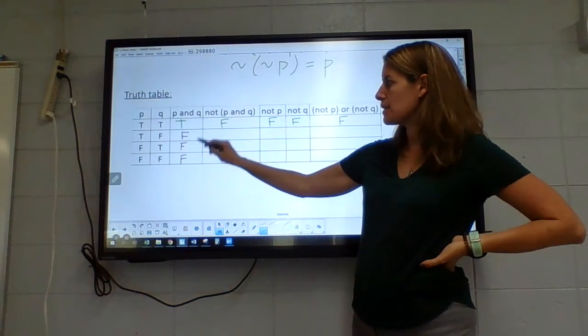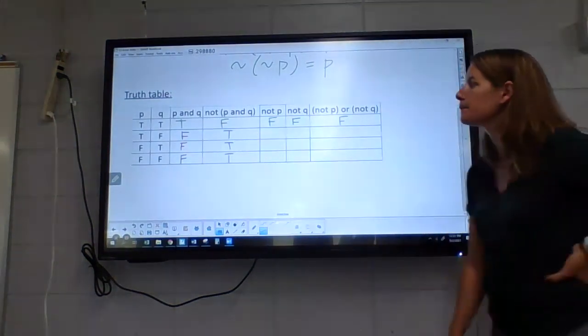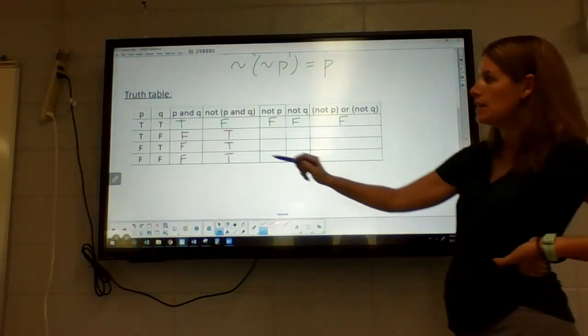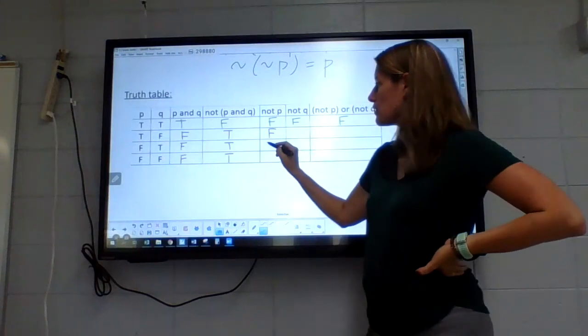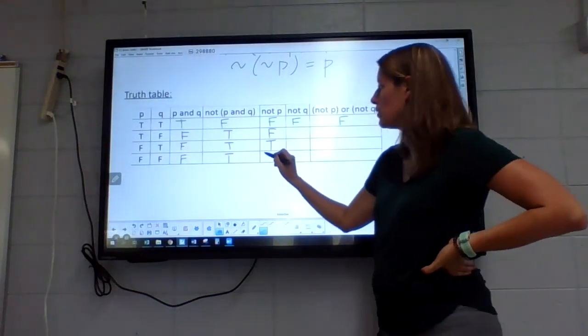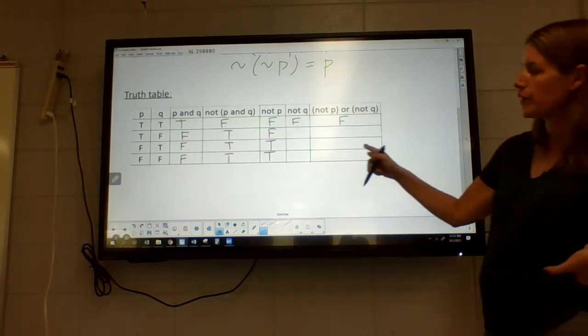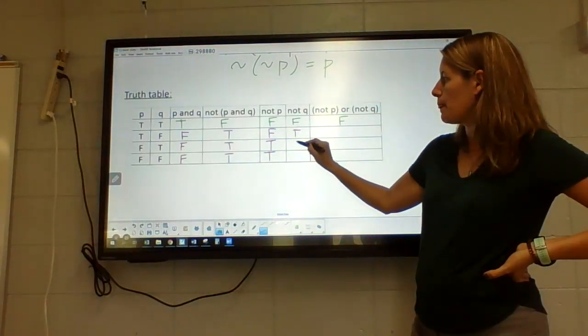Now this one's saying not this column. So the opposite of this column. So that's going to be all trues. The next one is saying not the P column. So we're looking at that first P column and we're just going to do the opposite. So that was true, this would be false. That was false, so this will be true. Then we have not Q. So looking at the Q column, that was false there, so true.